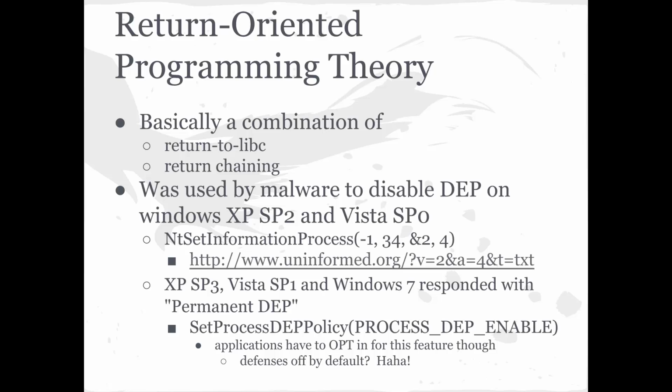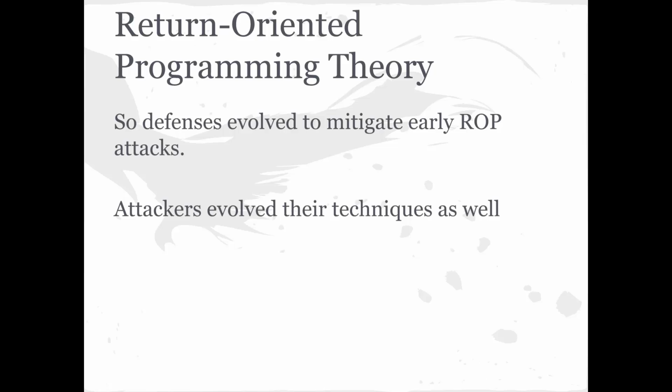And so Windows in Service Pack 3 for XP, Vista, and then Windows 7 by default respond to this style of attack with permanent DEP. However, this defense was off by default, and applications had to opt into permanent DEP, which was just absurd. I'm not sure if that's been fixed nowadays. However, the main technique that's being used with ROP to get around DEP and NX is stack pivoting. And we'll get into that in just a little bit.